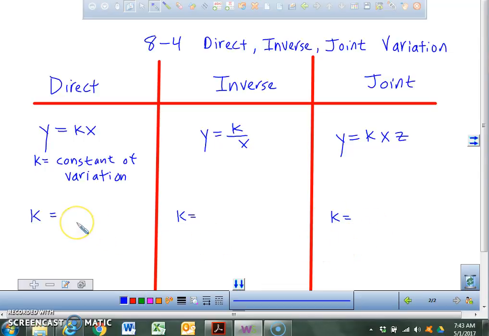Now, k, when you're dealing with direct variation, is going to be y divided by x. Your constant of variation will always be y divided by x every single time. The constant of variation for inverse variation is going to be the product of x times y. So whatever x times y is, that will be considered to be your constant of variation. And for joint variation, your k value will equal your y value divided by the product of whatever x times z is.